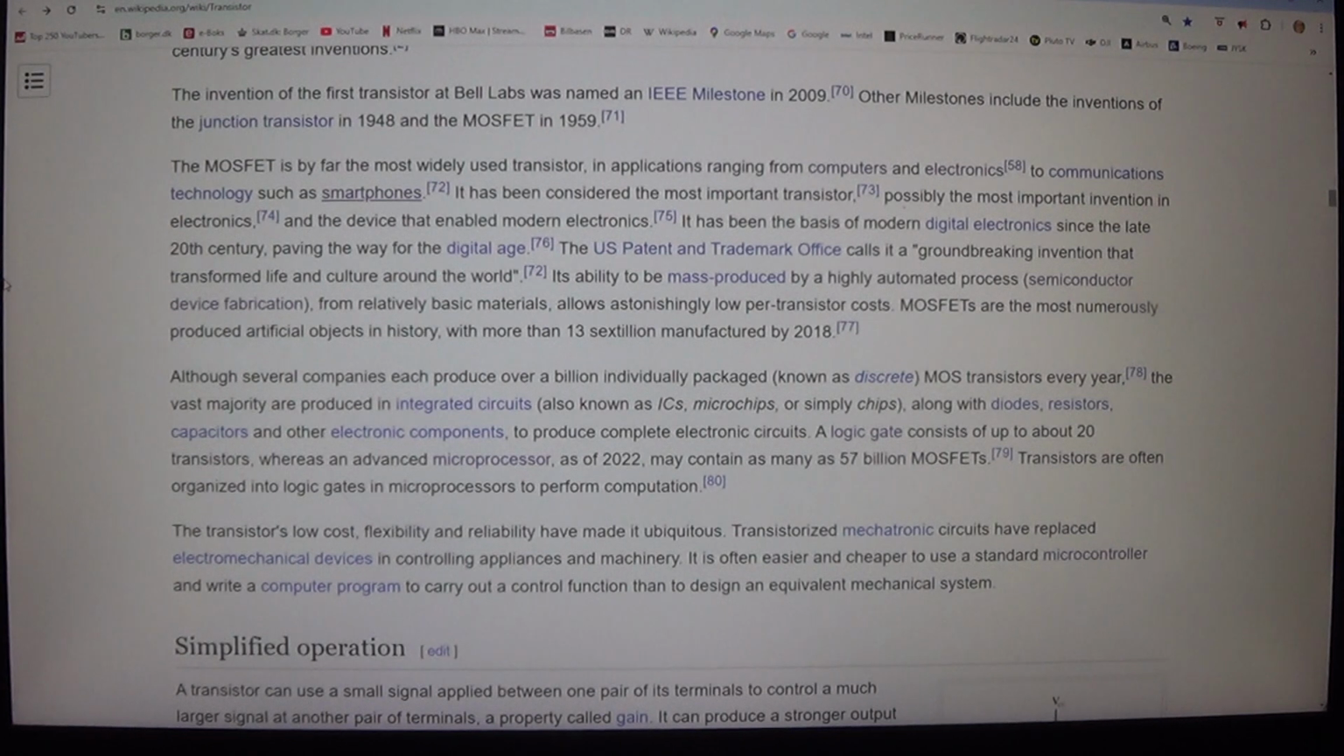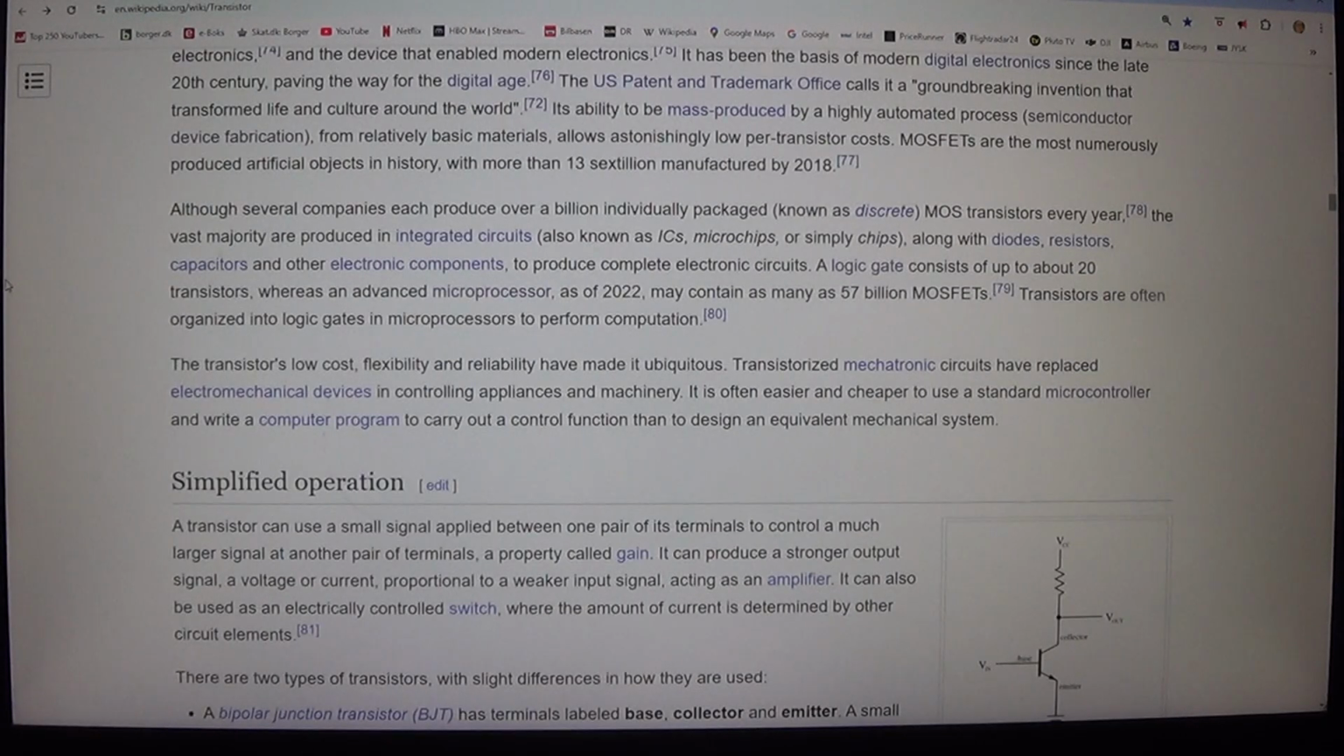MOSFETs are the most numerously produced artificial objects in history, with more than 13 sextillion manufactured by 2018. Although several companies each produce over a billion individually packaged, known as discrete, MOS transistors every year, the vast majority are produced in integrated circuits, also known as ICs, microchips, or simply chips, along with diodes, resistors, capacitors and other electronic components, to produce complete electronic circuits.